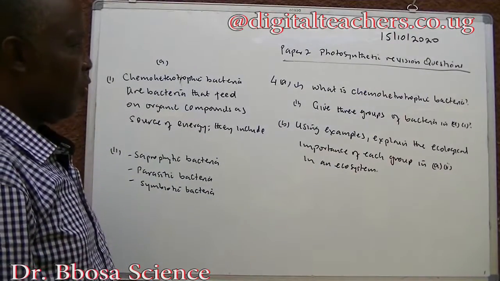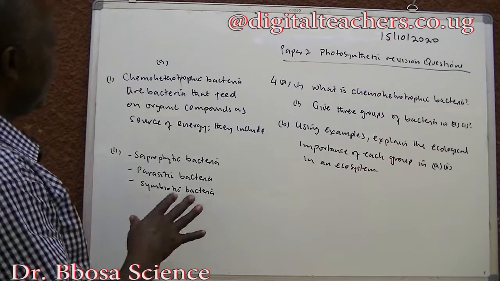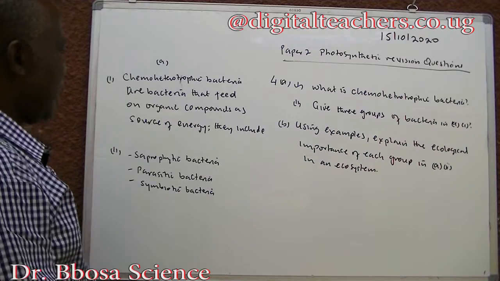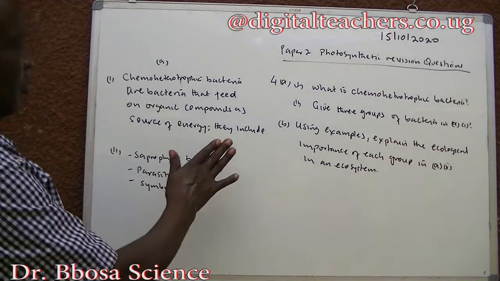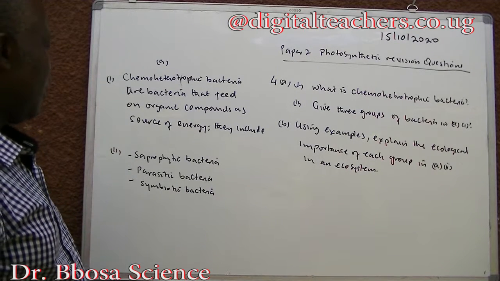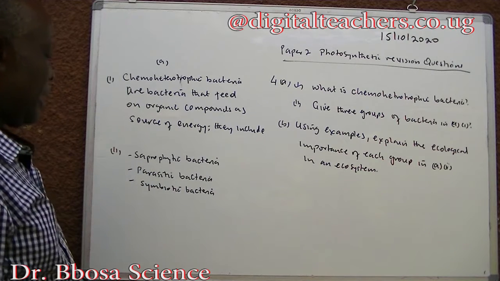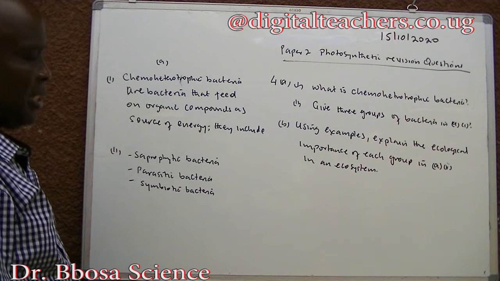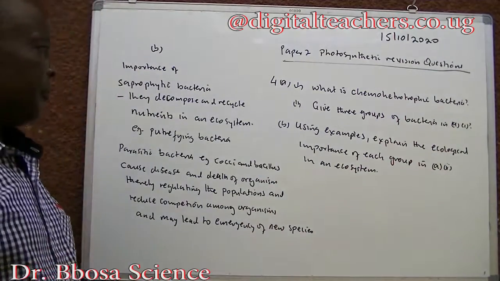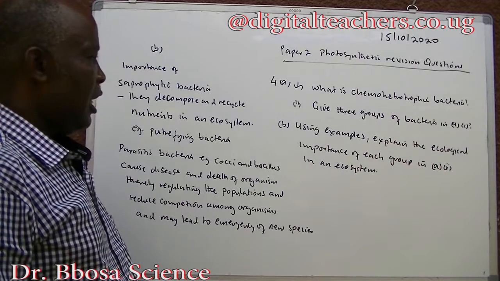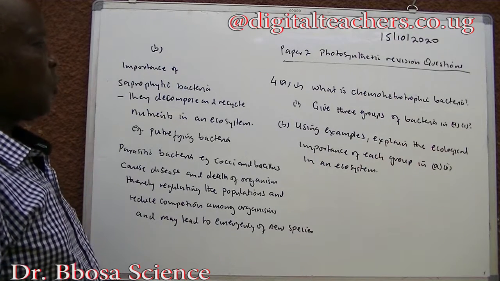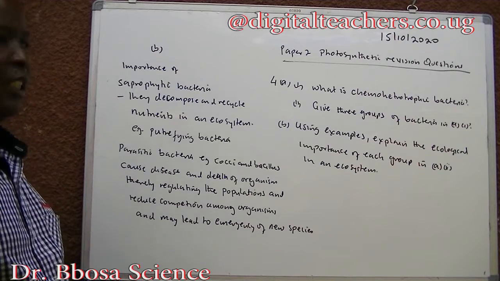What is chemoheterotrophic bacteria? These are bacteria that feed on organic compounds as source of energy. They include, to give three groups of bacteria in A1 above: saprophytic bacteria, parasitic bacteria, and symbiotic bacteria. B, using examples, explain ecological importance of each group in A2 in an ecosystem.